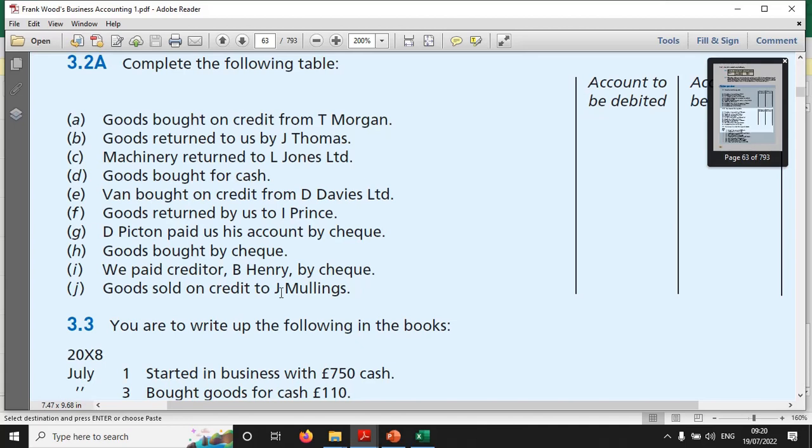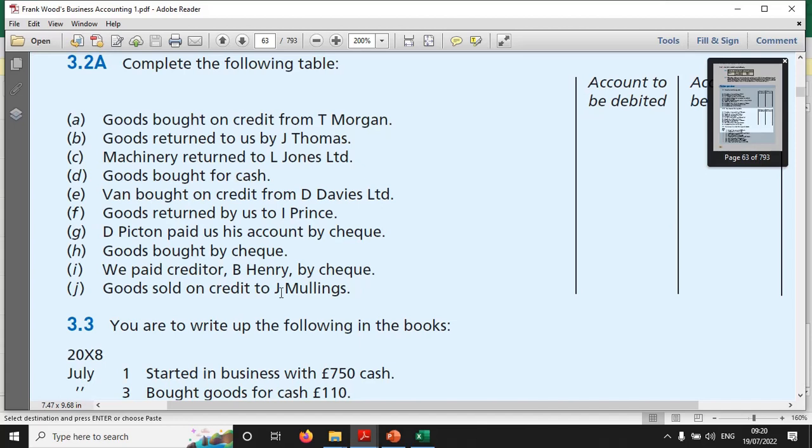Okay, so B. Identify the accounts. Goods returned to us by J. Thomas. Identify the accounts. Simple question. We have purchases returned and J. Thomas. Yeah, this is sales returns. Goods returned to us. We're the ones who sold.